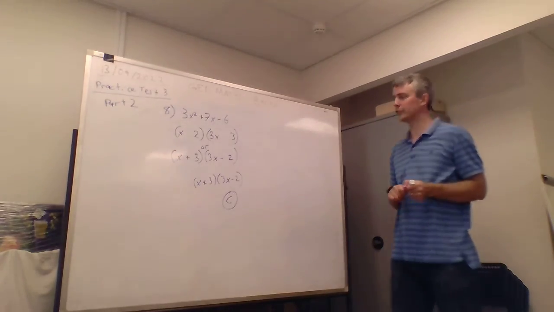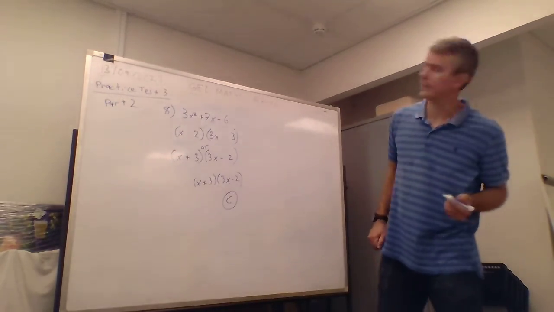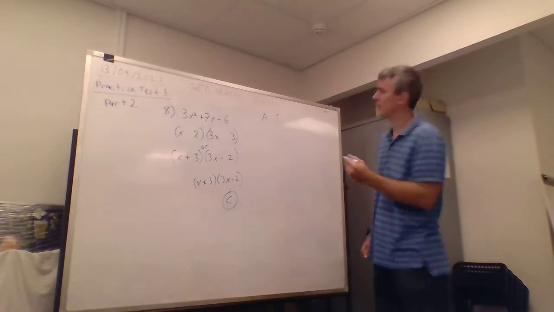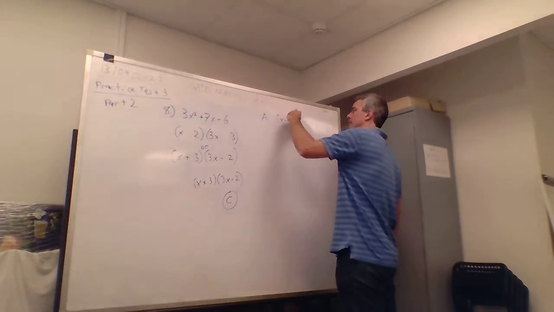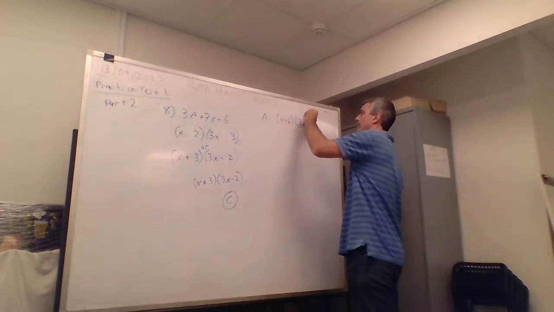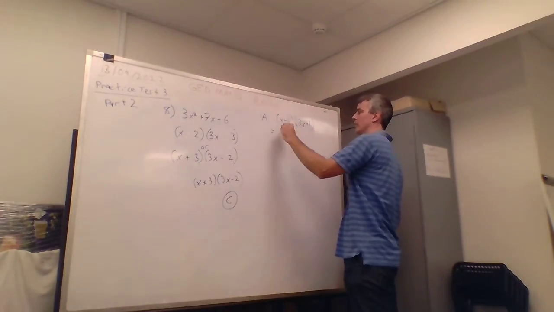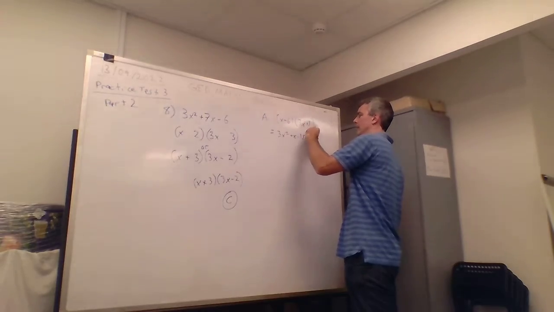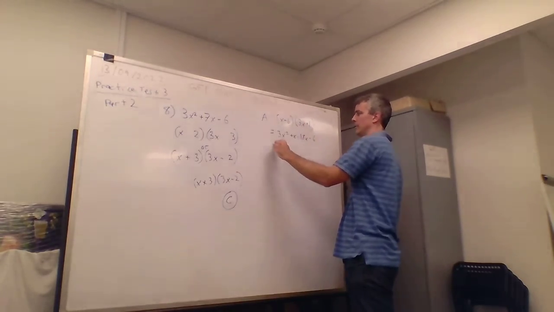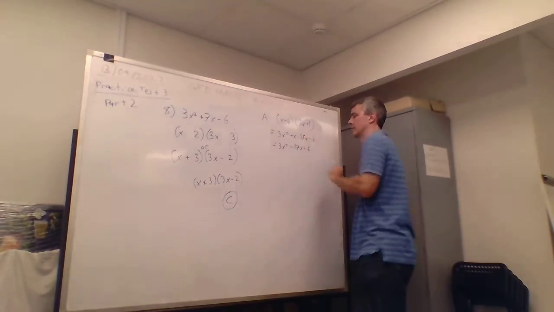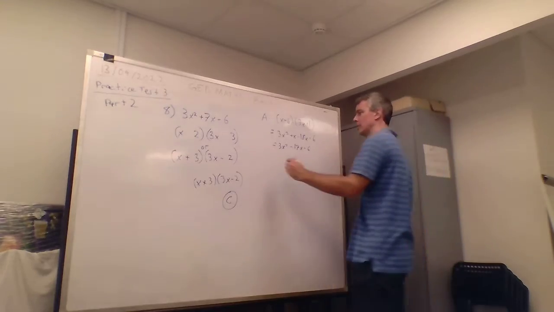Now the alternative is they could have done each one. They could have said A, right, is x minus 6, 3x plus 1, right? Okay, and then that equals 3x squared plus x minus 18x minus 6, right? Which equals 3x squared minus 17x minus 6. Nope, doesn't work. So try B.